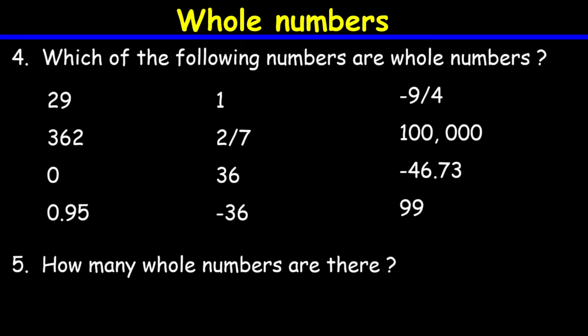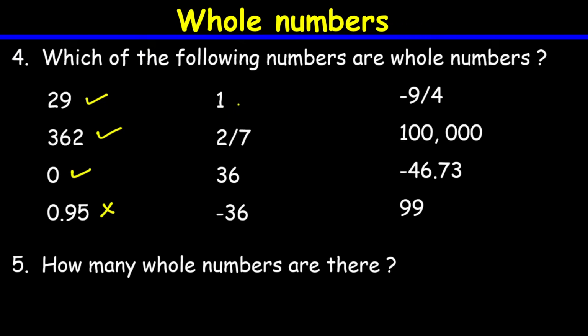Question number 4. Which of the following numbers are whole numbers? Is 29 whole number? Yes, 29 is whole number. Is 362 whole number? Yes, 362 is whole number. Is 0 whole number? Yes, 0 is whole number. Is 0.95 whole number? No, it is not whole number because 0.95 is decimal and decimals are not whole numbers. Whole numbers do not include decimals.